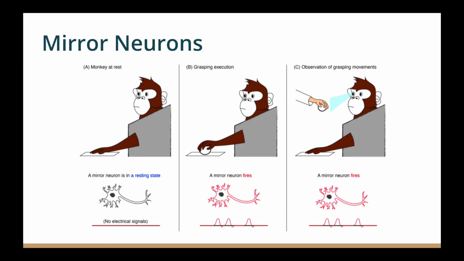Then as you can see in the B portion of this picture, the monkey is grabbing the object and the mirror neuron is firing, and you can see its electrical signals at the bottom represented by the three little humps. And then in picture C, the monkey is not actually moving the object itself, but it's watching a researcher move the object. And if you look at where the mirror neurons are firing, it's represented by the same exact movement as when the monkey was actually grabbing the object itself.